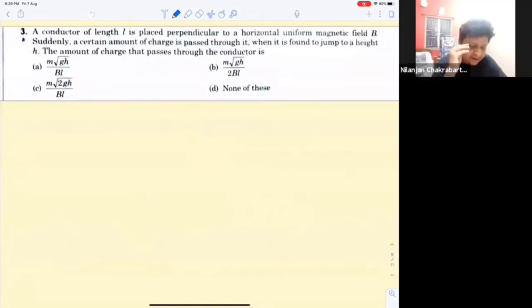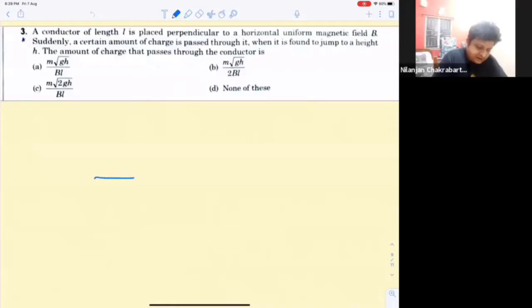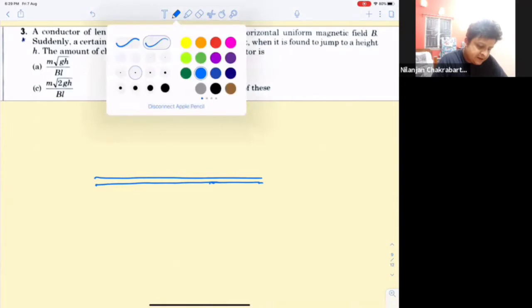A conductor of length L is placed perpendicularly to a horizontal uniform magnetic field B. Suddenly a certain amount of charge is passed through it, when it is found to jump to a height h. Okay, so this is the conductor here, a conducting wire, and it is placed perpendicularly to a horizontal magnetic field.